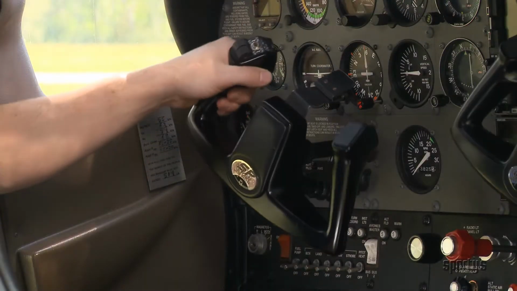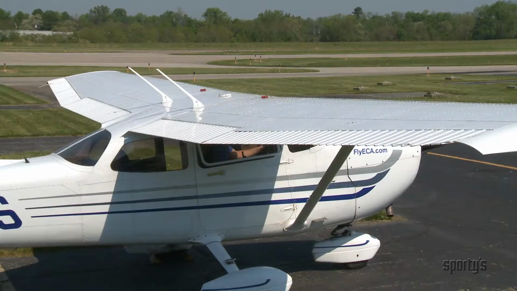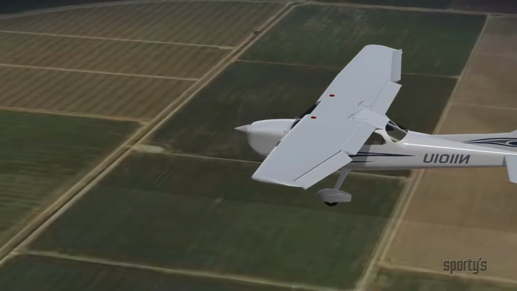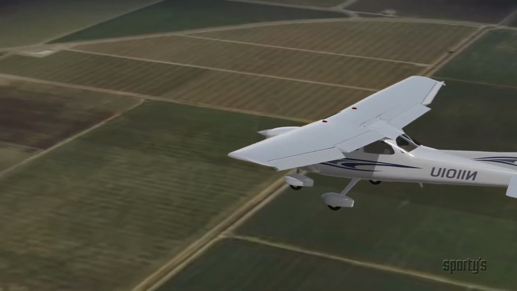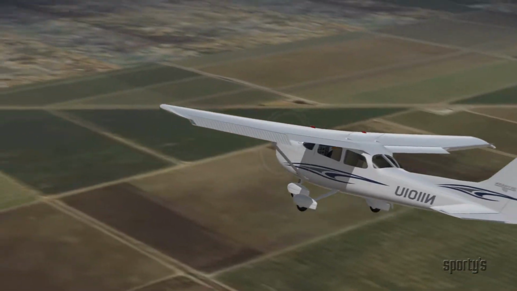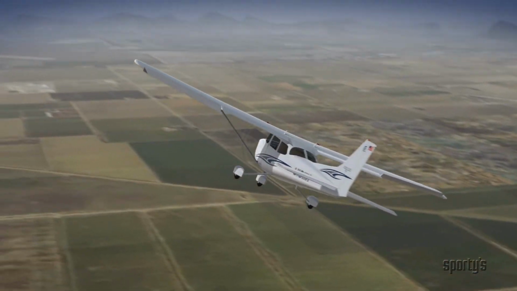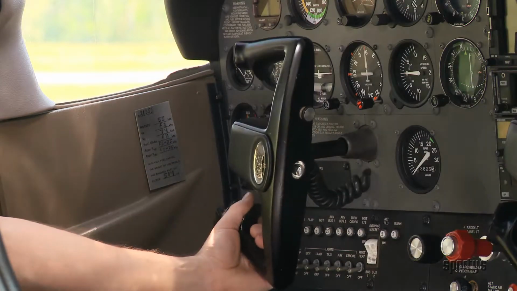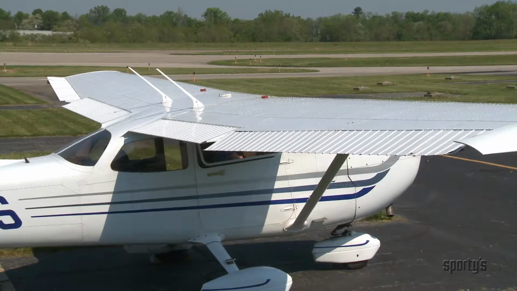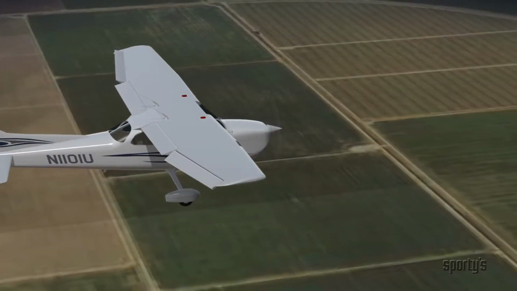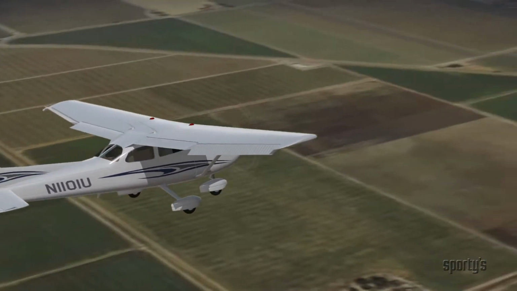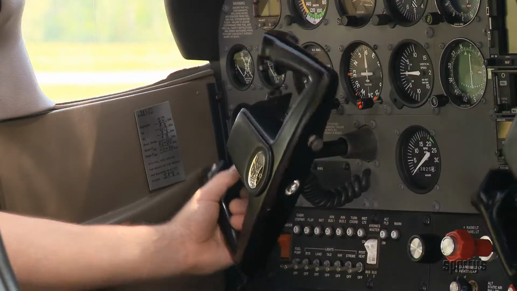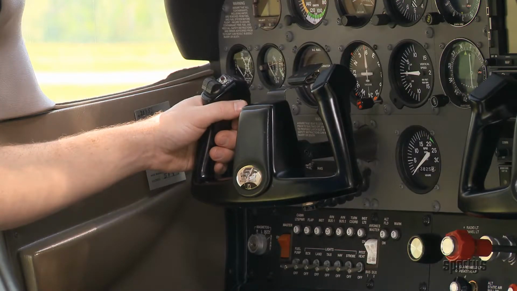Turning the yoke to the right will move the right aileron up, while the left aileron moves down. Air flowing over the deflected ailerons will make the airplane roll around the longitudinal axis and bank to the right. When the yoke is turned to the left, the left aileron is up and the right aileron is down, making the airplane bank to the left. The bank will continue to increase until the ailerons are returned to the neutral position.